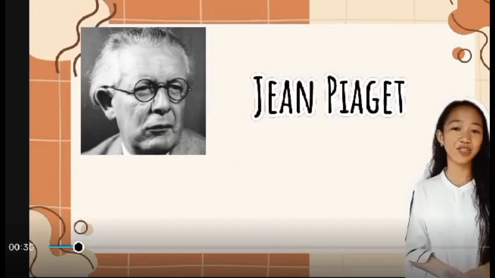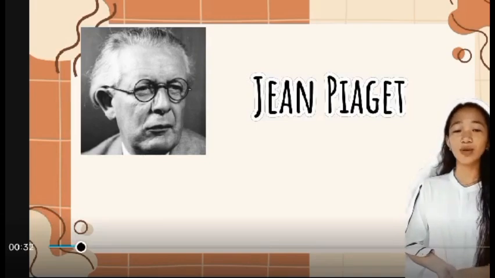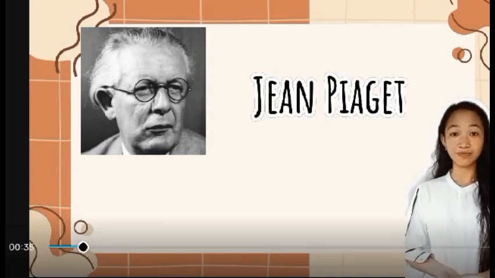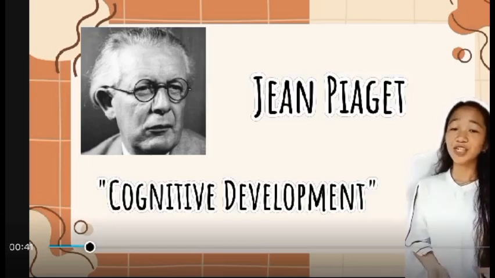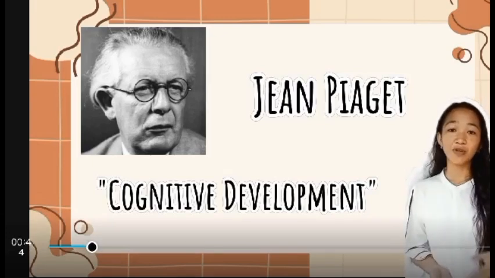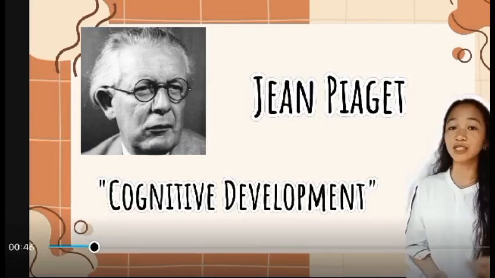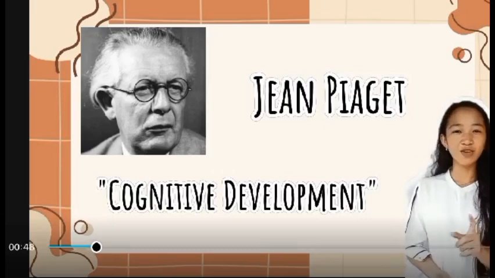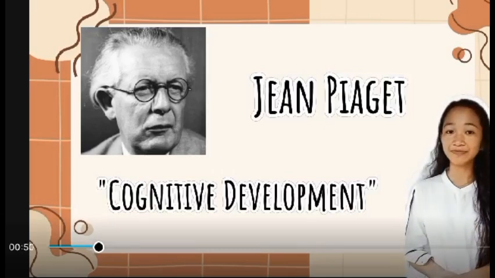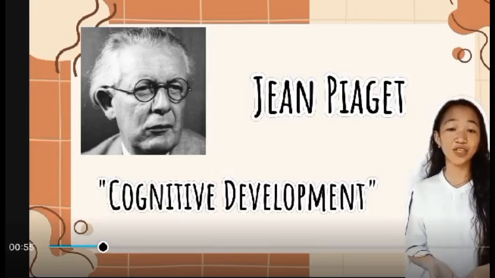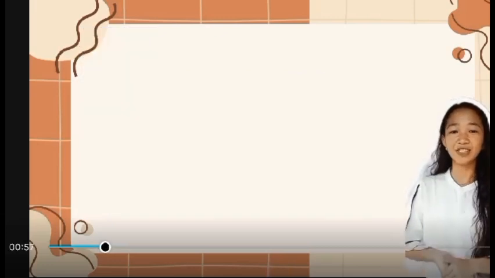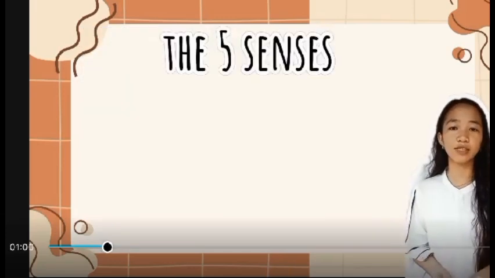So this philosopher is no other than Jean Piaget. Do you know what his theory is? So his theory is about cognitive development. Do you know that Jean Piaget's theory about cognitive development has 4 stages? And do you know what the 4 stages are? Later on, we will be discussing the theory of Jean Piaget. So lastly, do you know what our senses are?